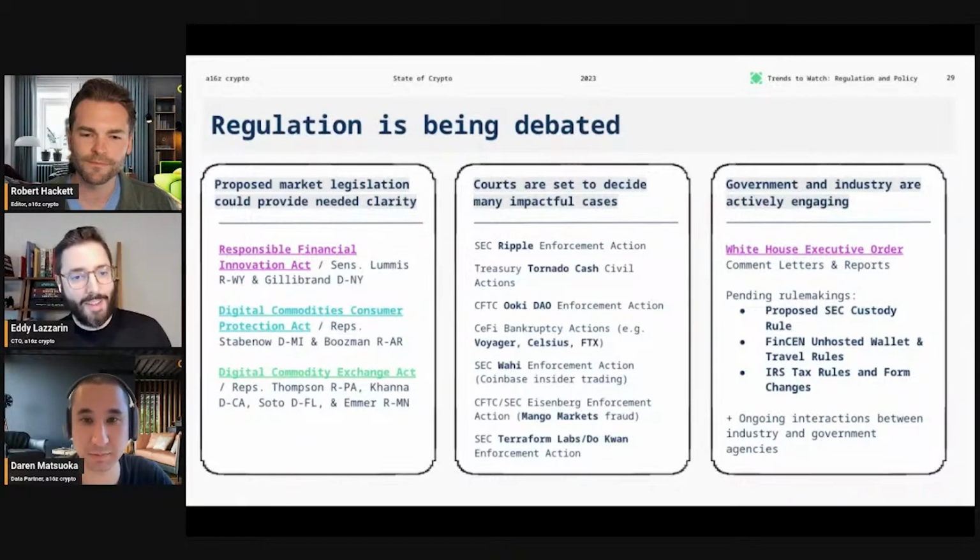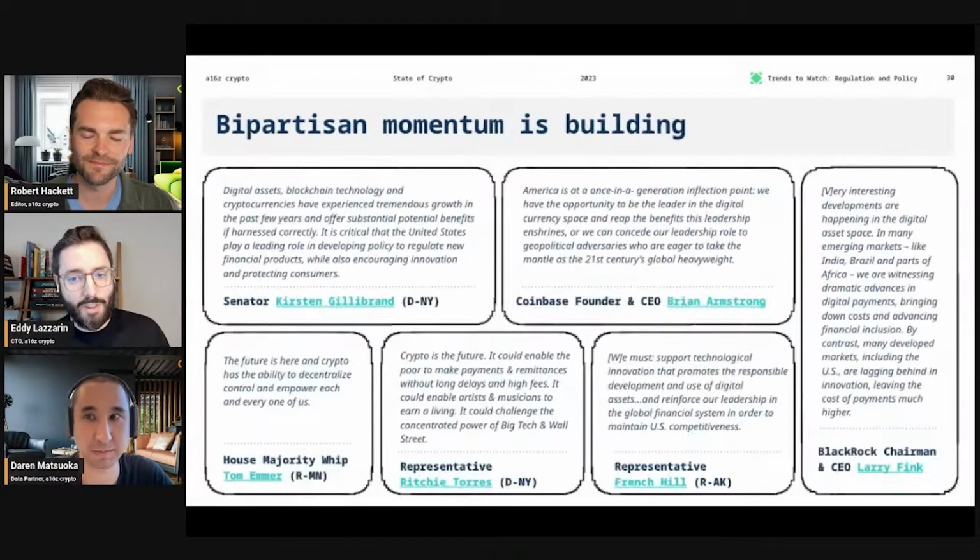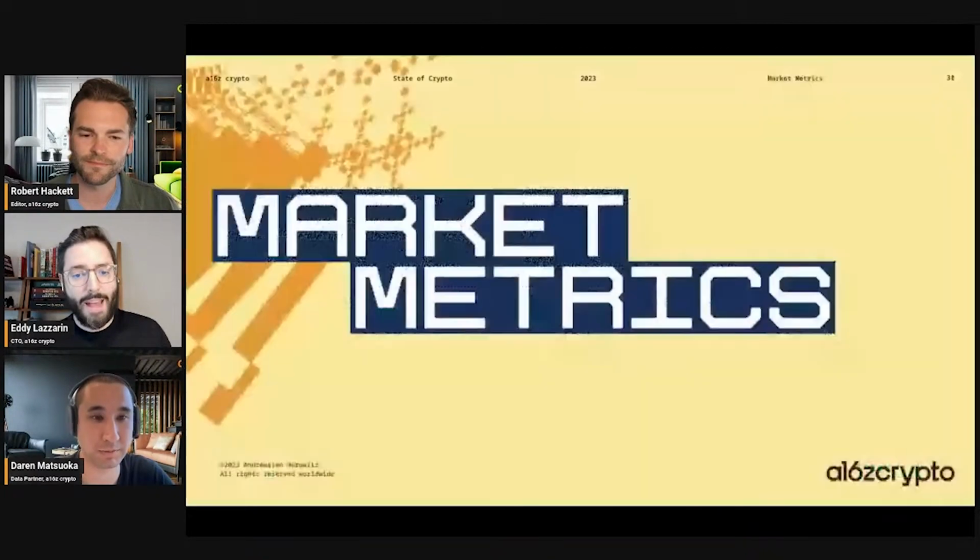Super interesting stuff. Not my specialty, but nevertheless incredibly consequential for the U.S. Thankfully, there are some early signs that there is bipartisan momentum as our legislators learn more and get deeper into crypto and understand the full consequences of this type of technology. So I'm very hopeful. And with that, we're going to get back into some key market metrics.